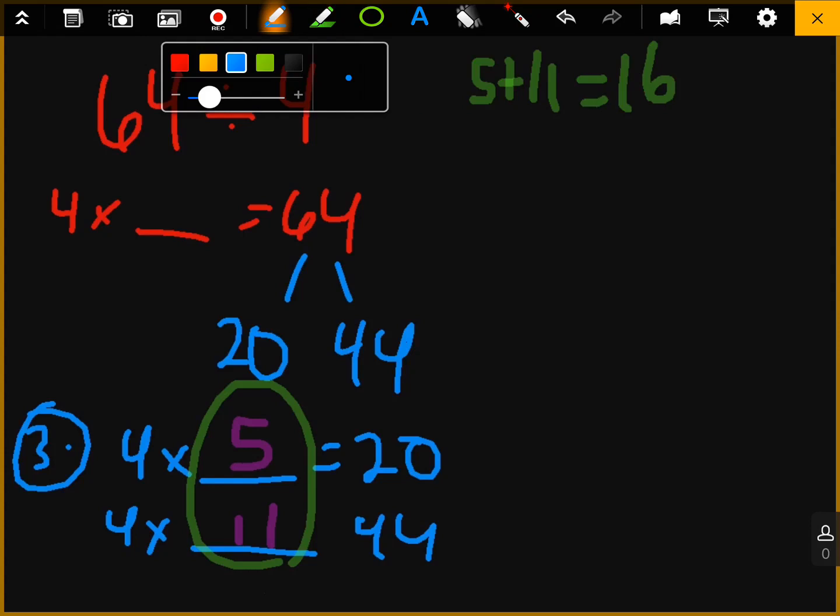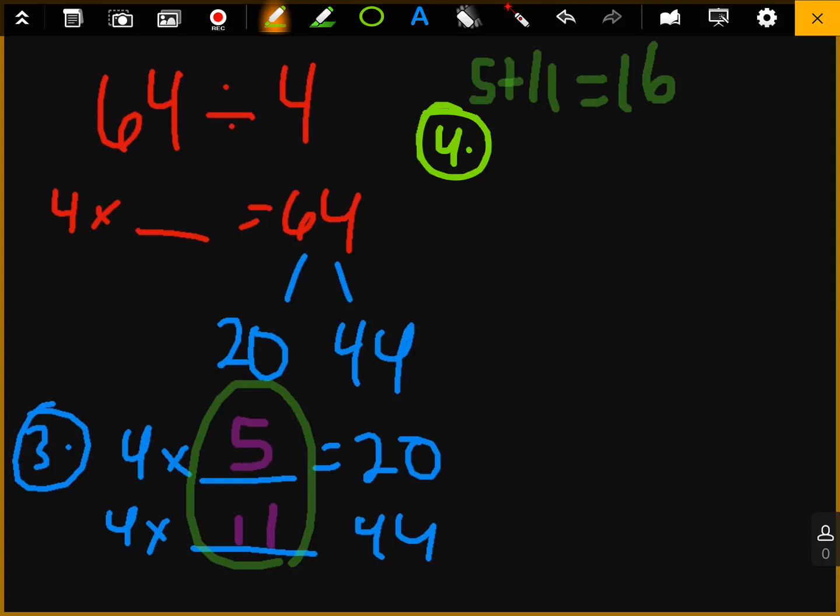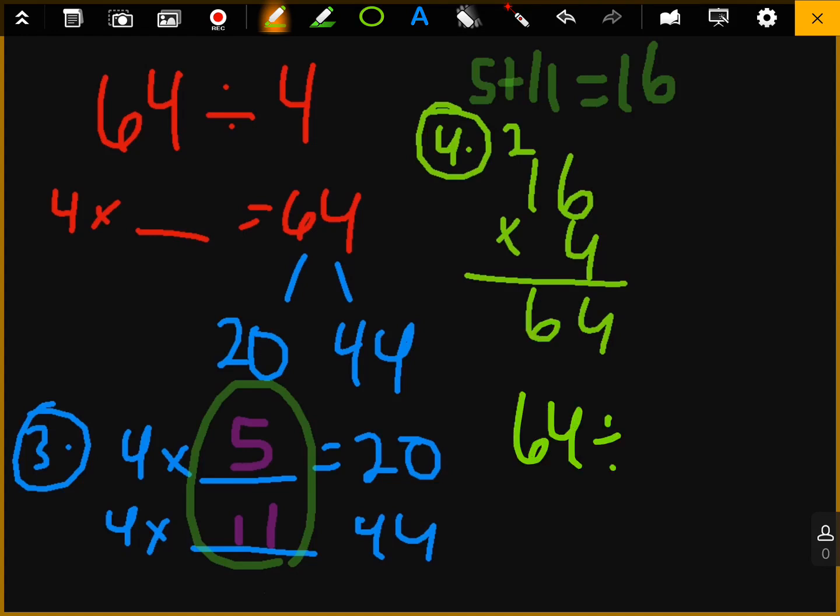And now I check my final answer. Okay? So, does 16 times 4 equal 64? Let's check. 6 times 4 is 24. Carry the 2. 4 times 1 is 4, plus 2 is 6. Yes, it does. 64 divided by 4 equals 16.